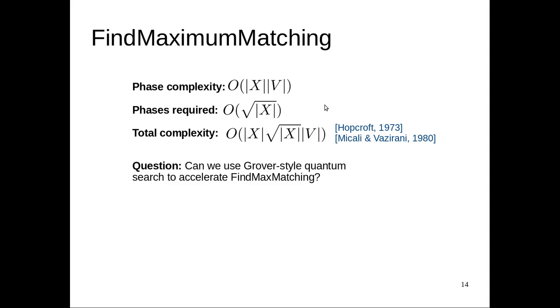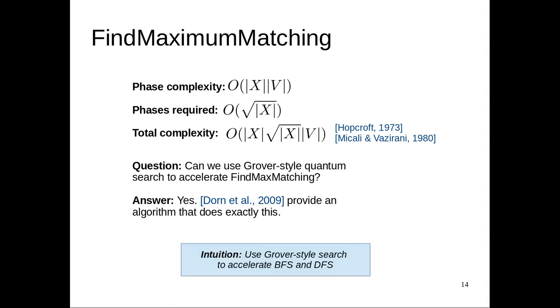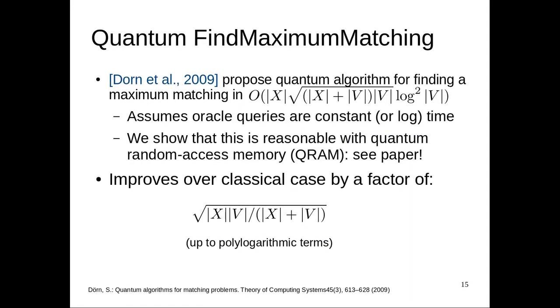Our question is now, can we use a Grover-style quantum search to accelerate find max matching? And the answer is yes. Dörn et al. in 2009 provide a quantum algorithm that gives an improved complexity for finding maximum matchings in graphs. The intuition is to use a Grover-style search to accelerate the BFS and DFS procedures. So again, Dörn et al. propose a quantum algorithm for finding a maximum matching with complexity equivalent to this expression here. Again, the log terms here are repetitions to get the aggregate error down to a constant.